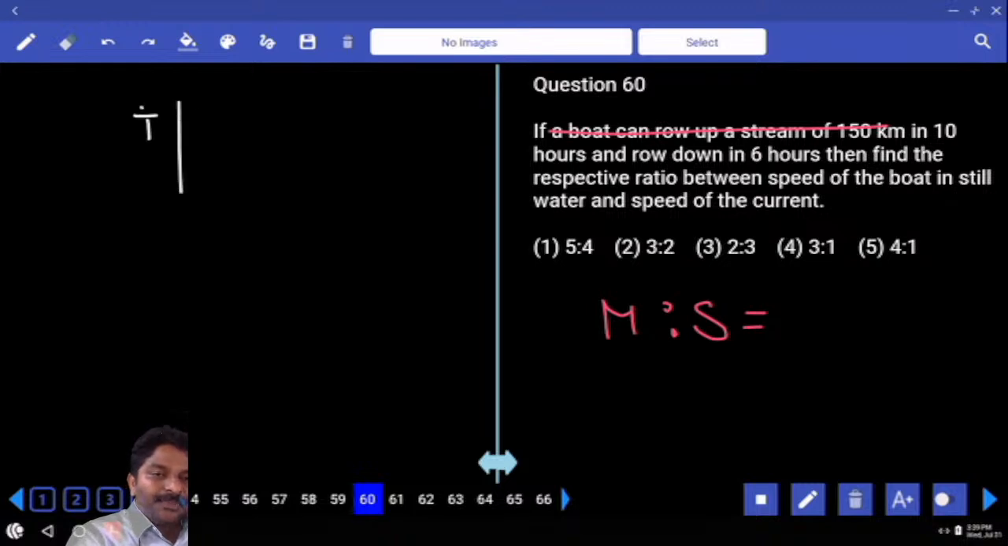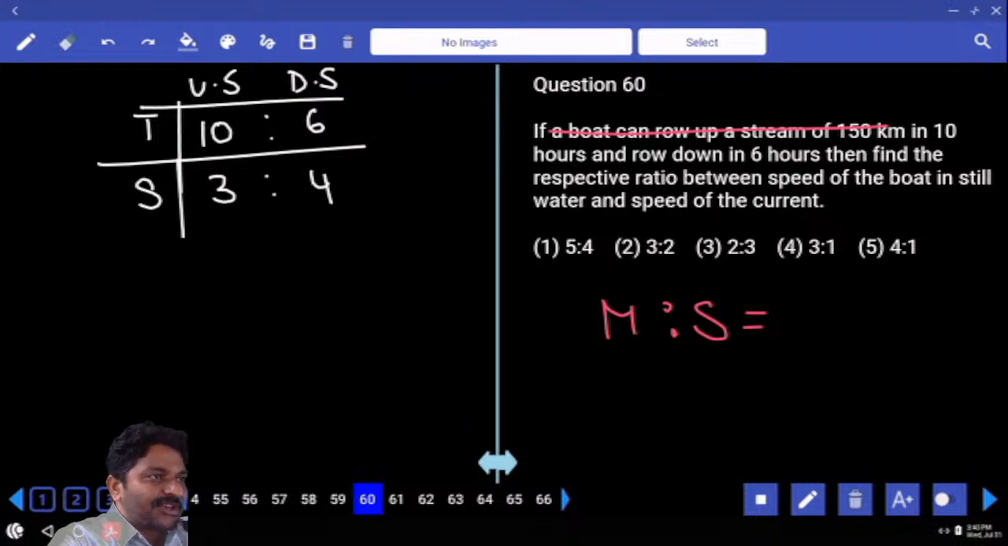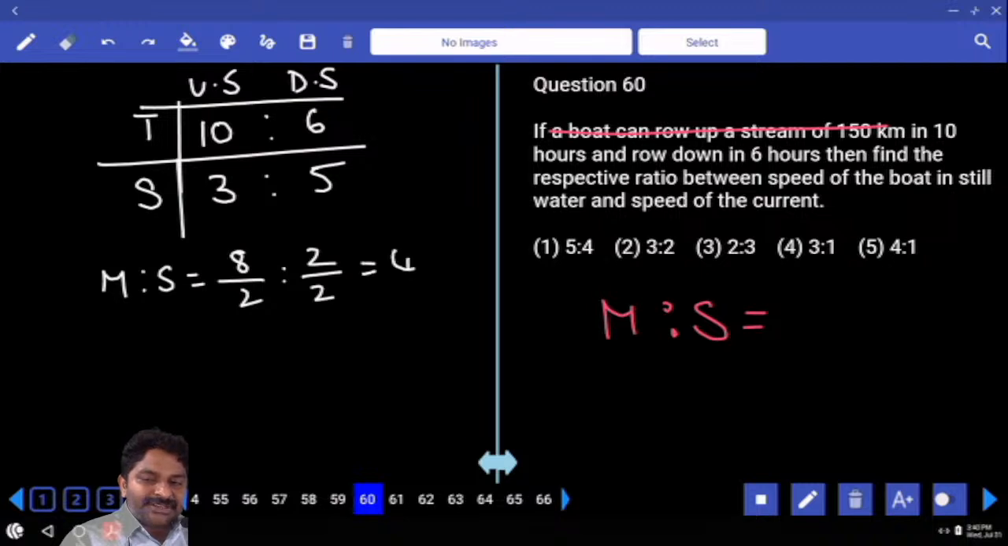Time ratio. In upstream, how much time is it taking? 10. Downstream, how much time is it taking? 6. What is the time ratio? If the time ratio is 5:3, the speed ratio is 3:5. When you have speeds for downstream and upstream, how do you get the man's speed to stream speed ratio? Sum divided by 2, difference divided by 2. The divided by 2 gets cancelled. Sum by 2 is 8/2, difference by 2 is 2/2, which is 4:1.